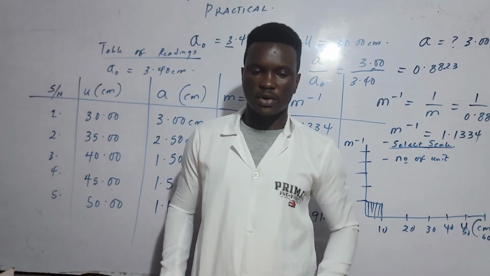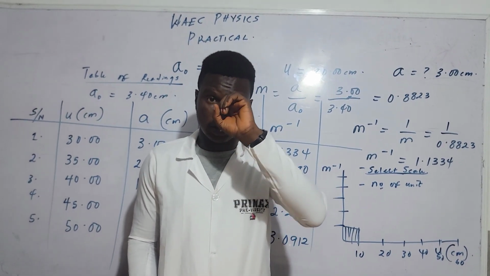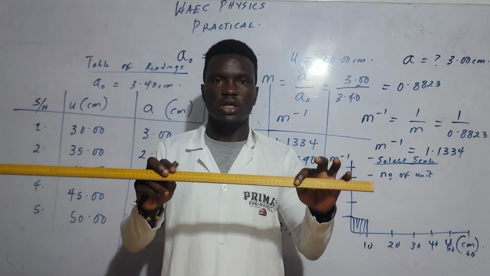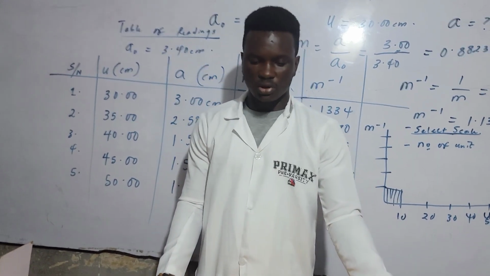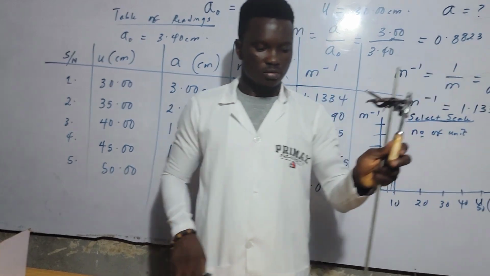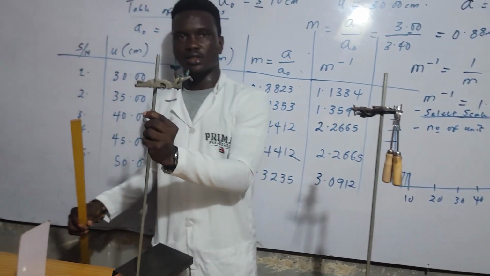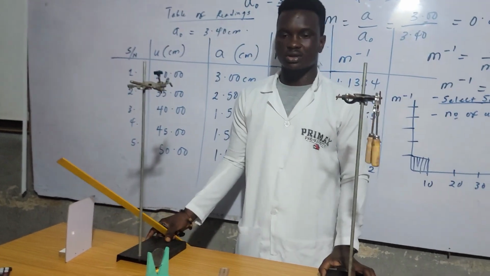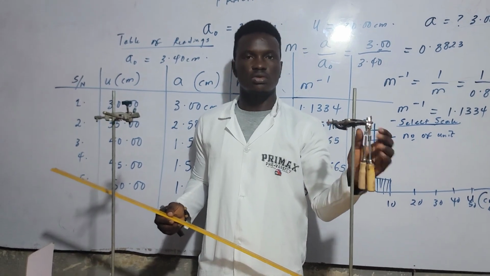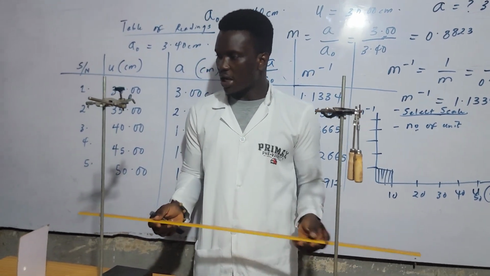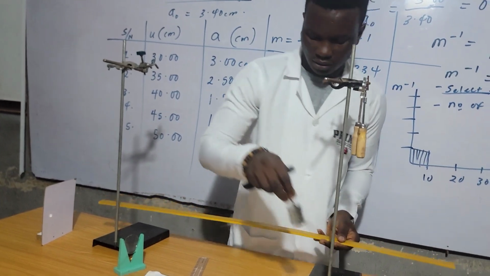The second experiment is on electricity and the third one is on mechanics. In the third one you are provided a meter rule and two retort stands. I'm not trying to do that experiment now, but just quickly to explain it. You take the two retort stands, then depending on the question, always follow instructions. The question will let you know what to do. You take your meter rule, you attach a thread here, then attach a mass on this thing.